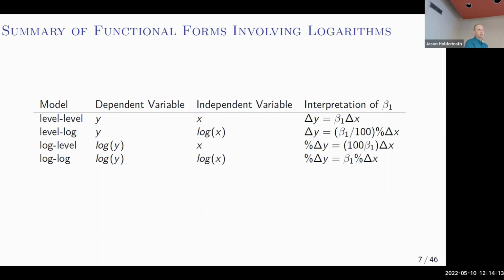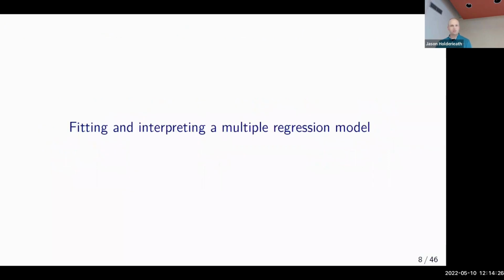So that'd be your elasticities in econ. They're measured with that: a 1% change in this leads to a B1% change in that. I'll have examples of each of these in just a bit. Fitting and interpreting a multiple regression model.